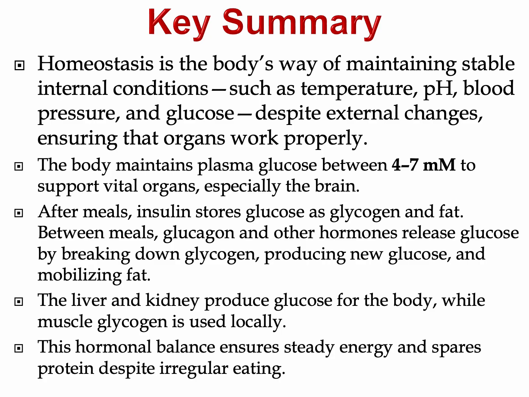The liver and the kidney produce glucose for the body while muscle glycogen is used locally. This hormonal balance ensures steady energy and spares protein despite irregular eating.